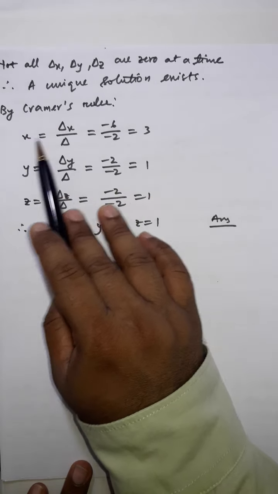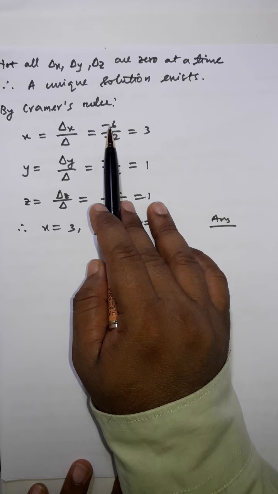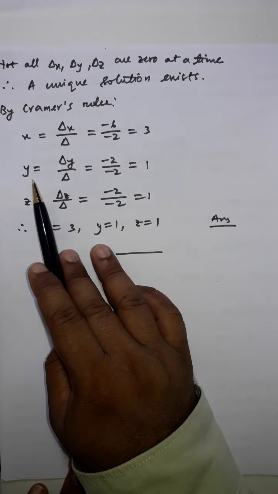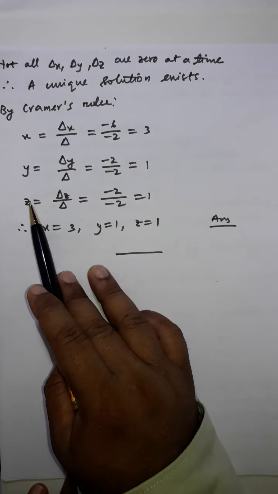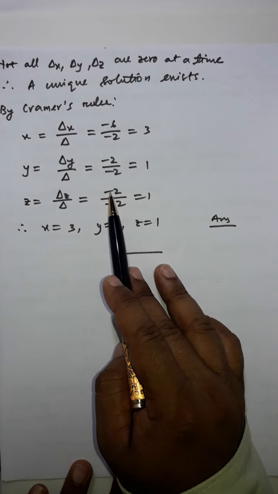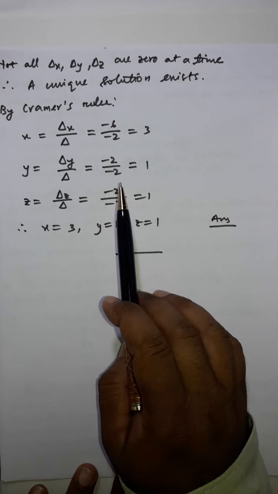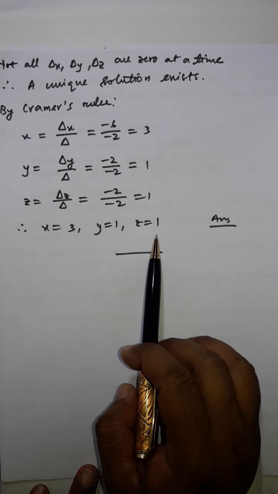Now, apply Cramer's rule. So, x is del x by del. Del x value is minus 6 and del value is minus 2, so you get 3. y is del y by del, that is minus 2 by minus 2, that is 1, and z is del z by del. Del z value is obtained as minus 2 divided by del value minus 2, and it is 1. So, in that way we are getting the values of the variables x, y, z as 3, 1 and 1.